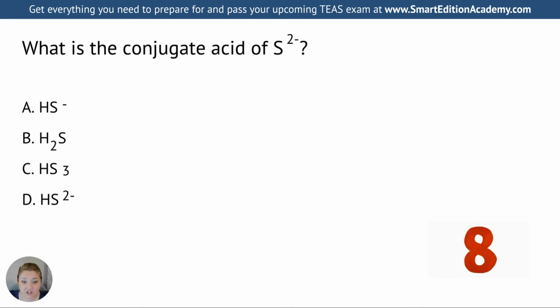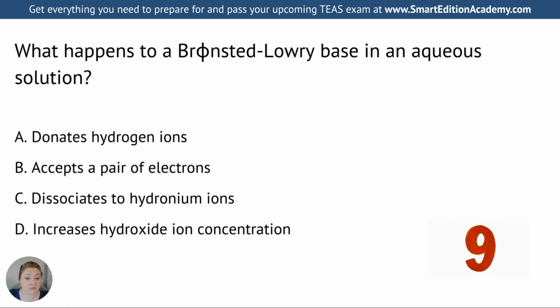What is the conjugate acid of S2 minus? Okay, conjugate acid is going to result from the base accepting a hydrogen, which is H plus. So if S2 minus accepted H plus, what would the result be? If you said A, you got it correct. It would be HS, and instead of that 2 minus charge, you would add a positive charge, so it would just be a 1 minus or just a minus charge. Here's our next one.